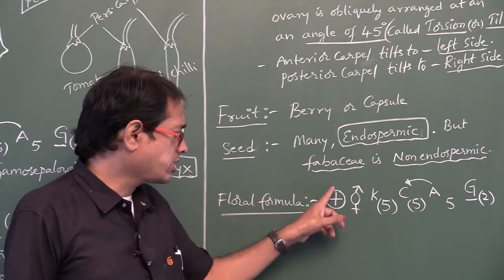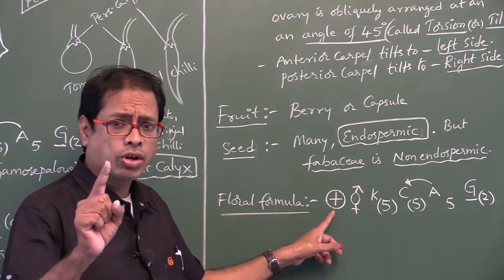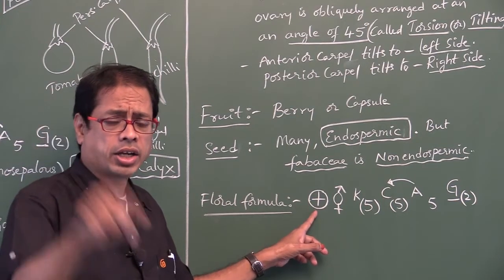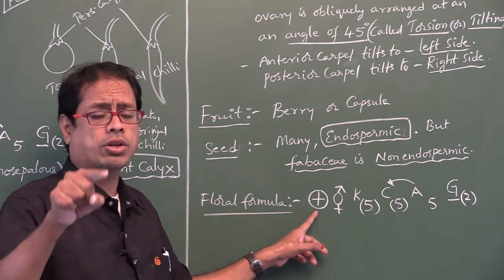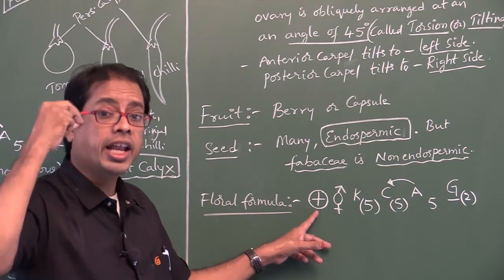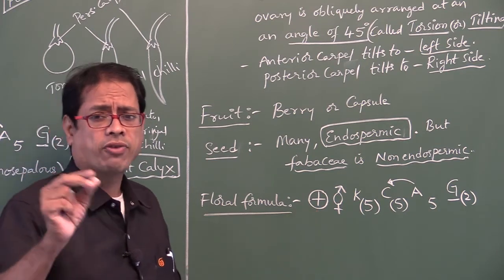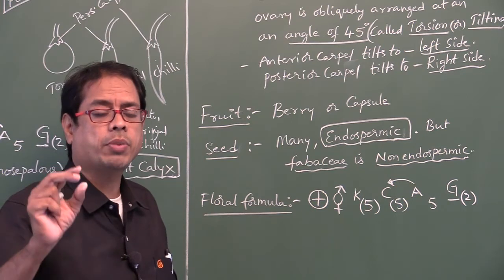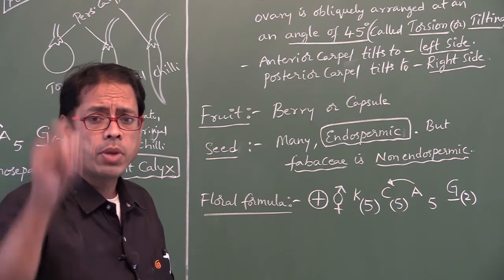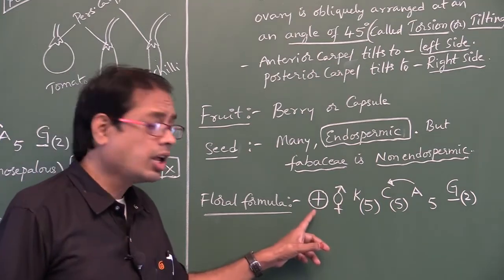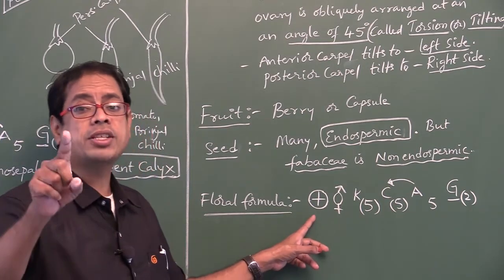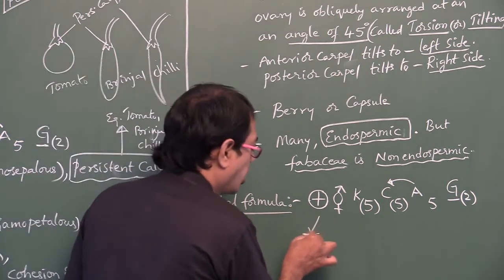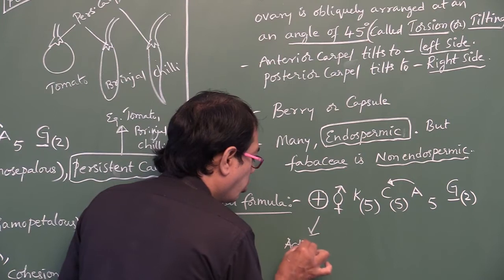Floral formula. Plus symbol indicates actinomorphic. Actinomorphic means a flower can be cut into two equal halves passing through the center in any vertical plane. Any vertical plane passing through the center is called actinomorphic. But Fabaceae flowers are zygomorphic. This symbol is called actinomorphic.